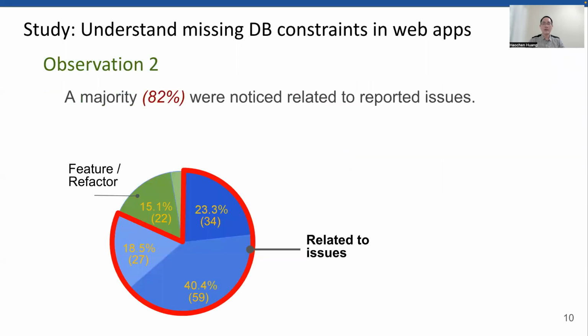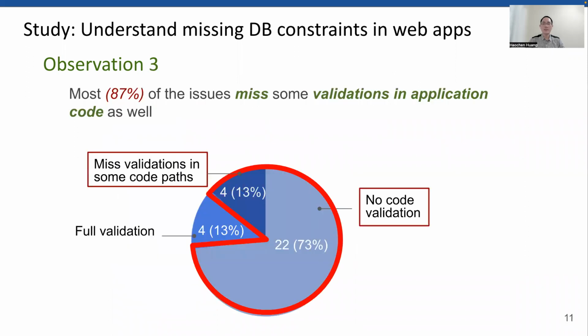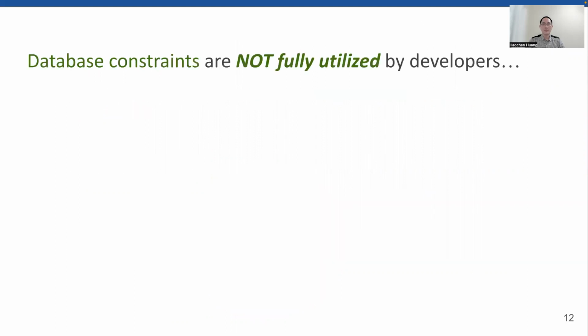We further study how developers notice these missing constraints in the first place. Besides those added by new features or code refactoring, a majority of constraints are noticed because of reported issues, making missing constraints a real problem with consequences. The third observation is that most of the issues miss validations in application code as well. Either there's no validation at all, or they are missed in some code paths. The study shows that even for these widely deployed web apps, database constraints are not fully utilized.